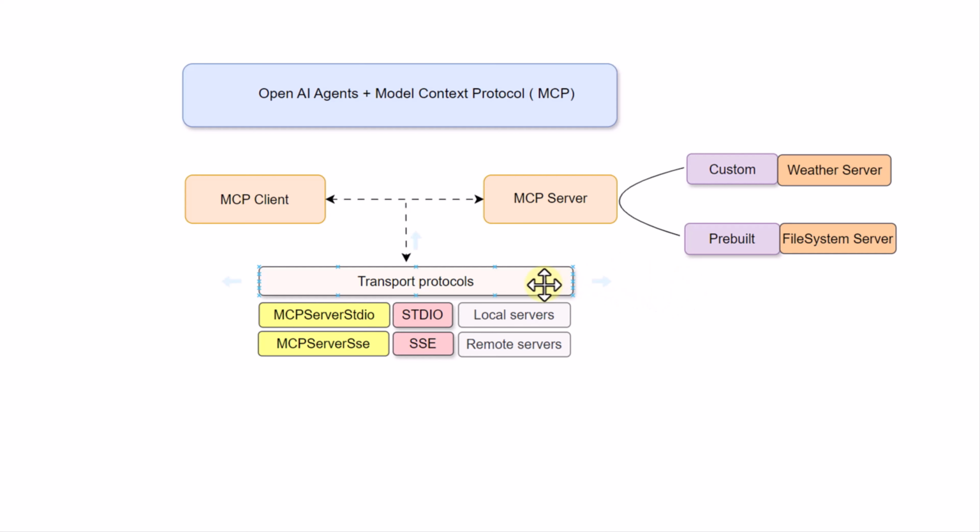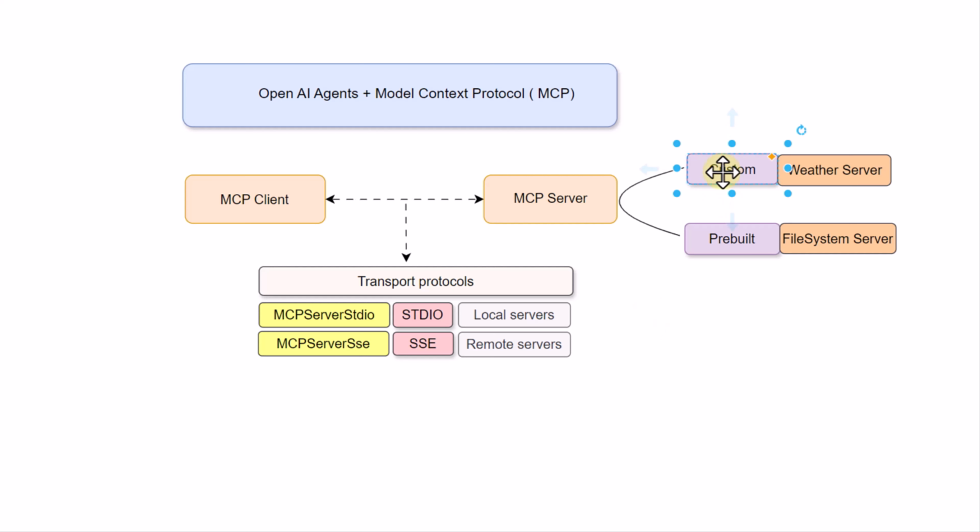Now, if we deep dive into transport protocols, there are basically two. The first one is Stdio, which is going to help us in communicating with local servers, and the other is SSE, which is going to help us communicate with remote servers. When we work with the OpenAI agent, if you want to use this transport protocol, then we have to use MCP server Stdio, and if you want to use SSE, then we have to use MCP server SSE.